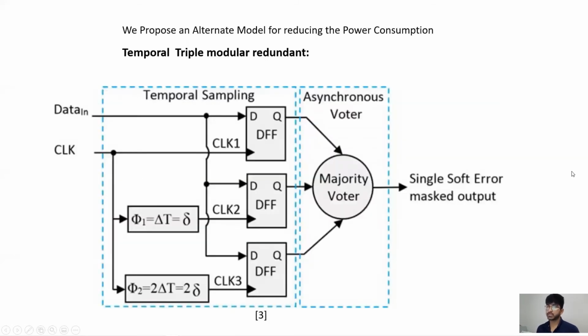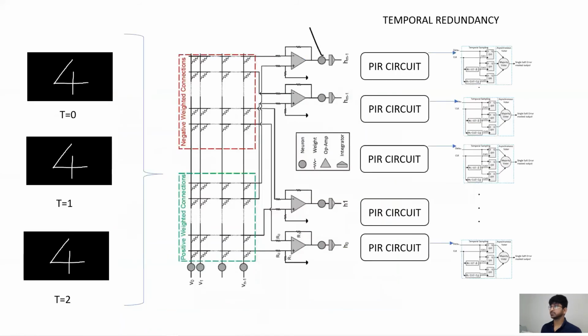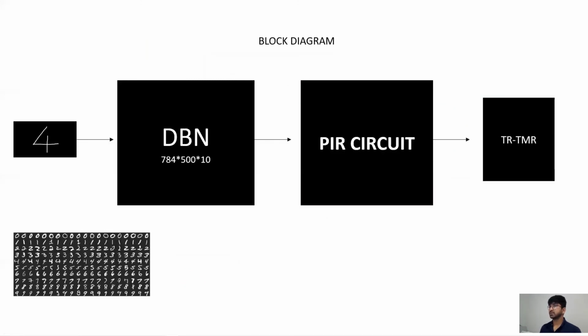Also, there is an alternate model for reducing the power consumption, which is a temporal triple modular redundant network. This temporal triple modular component is going to be implemented at the final layer. This is the actual figure for temporal triple modular redundant. We try to use a single network instead of 3 networks. We give the same image 3 times to the network, and the output is calculated at the end by the majority vote. This is the block diagram for the temporal triple modular redundant: images transmitted to the belief network, then the SSPIR circuit, then the temporal triple modular redundant circuit.